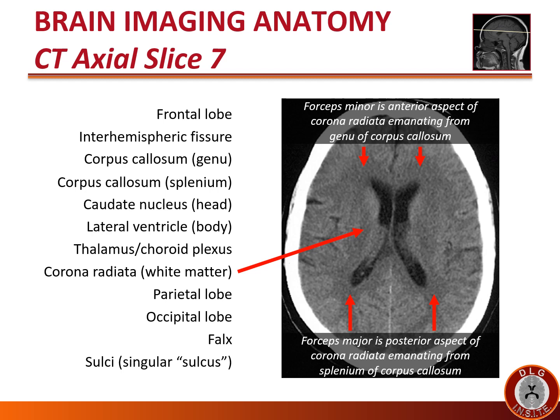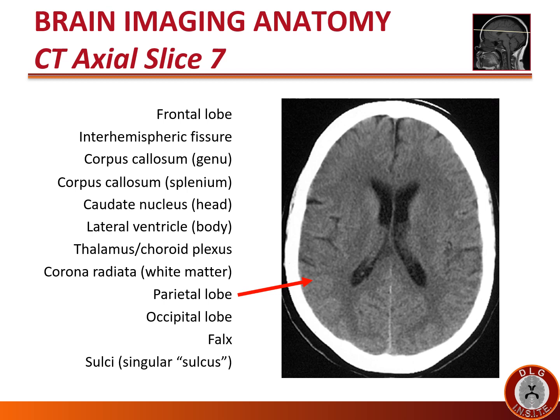At the level in which you see the prominent curved bodies of the lateral ventricle, the deep white matter is called the corona radiata, or radiating crown. Anteriorly, the deep white matter is called the forceps minor. This is the anterior aspect of the corona radiata emanating from the genu of the corpus callosum. Posteriorly, the corona radiata is called the forceps major, and this is the corona radiata emanating from the splenium of the corpus callosum.